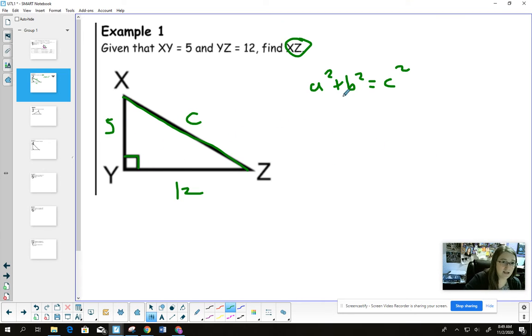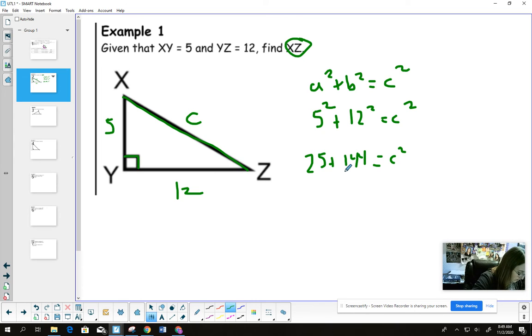So all I have to do is plug our numbers in and solve for that missing side. We got 5 squared. Be very careful not to forget the squared. Plus 12 squared. Yes, you could also do 12 squared plus 5 squared. A and b can switch places. C cannot. So we have to be careful with that. Equals c squared. So let's go ahead and simplify this out. 5 squared is 25. 12 squared is 144. Equals c squared. So 25 plus 144 is 169.